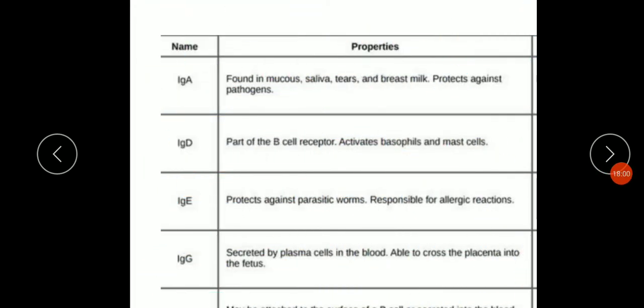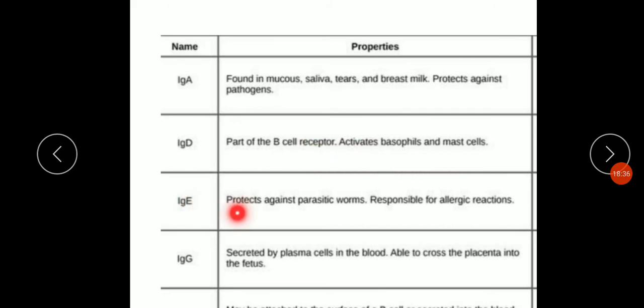IgA. So what is IgA? This immunoglobulin A, what is its function? Found in mucus, saliva, tears and breast milk, and it protects against pathogens. So its main function is to protect the body against pathogens. Then IgD. This IgD is part of the B cell receptors, and it activates basophils and mast cells. So it is present on the lymphocyte surface as the receptor and activates the B cell.